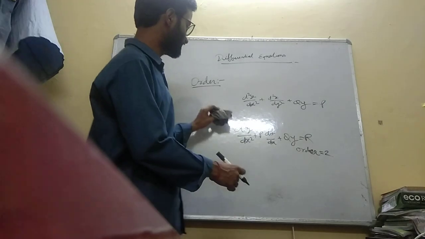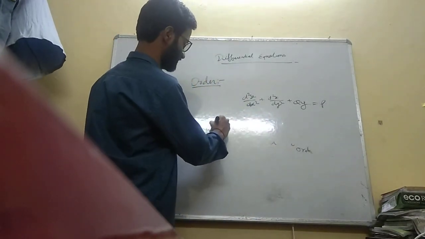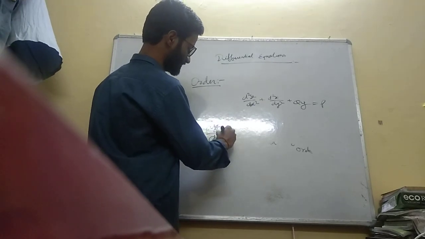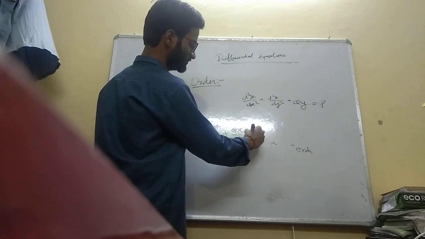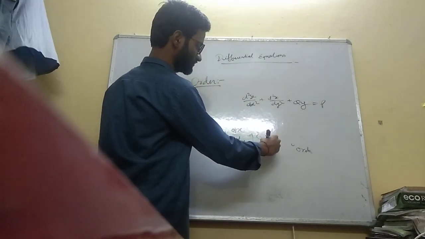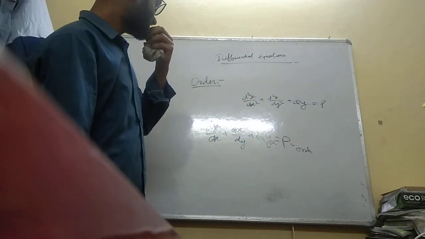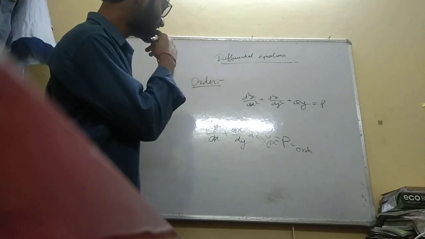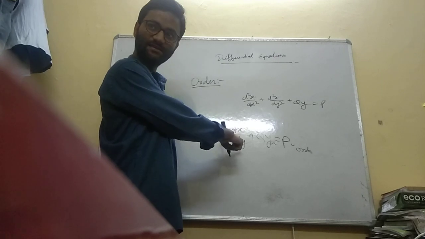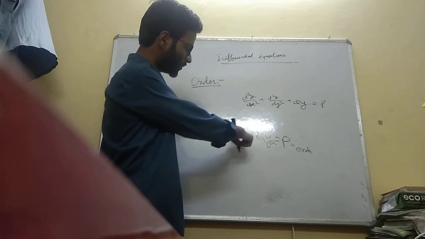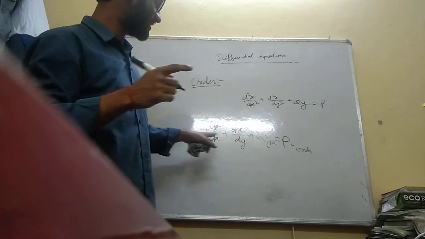Another example. dy over dx plus dx over dy plus dx dy over dy is equal to p plus qy. What about this? I think we can change this because this can be written in the form of 1 upon dy by dx, and then we can multiply this. I think this will be order 1 because the maximum order is 1.